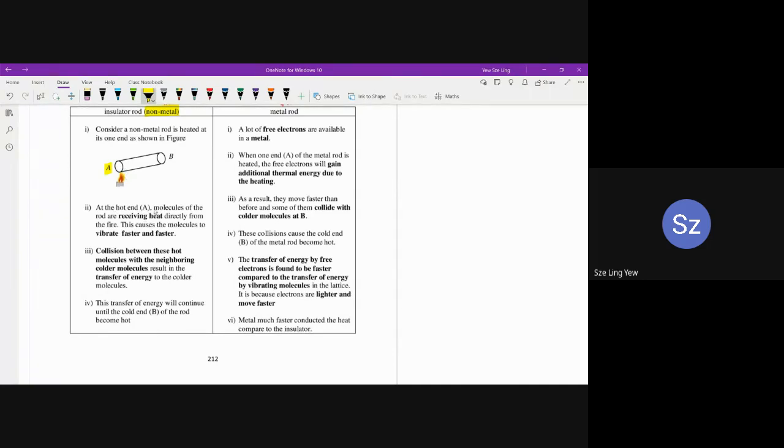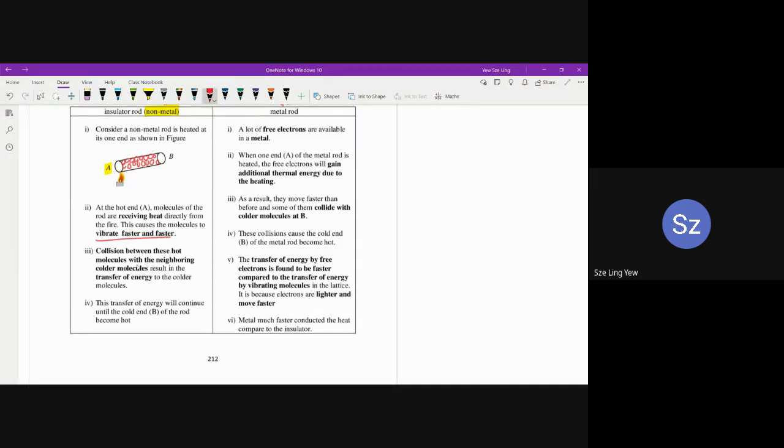So at the hot end, molecules of the rod are receiving heat directly from the fire. So it has a higher temperature right now. So this causes the molecules to vibrate faster and faster. Inside an insulator rod, there's no free electron. What we have is just molecules. So when you heat it up, these molecules will move. What is happening is that they are just vibrating. When they receive more and more heat, it means they receive more and more energy. So heat energy is being transferred into kinetic energy. Therefore, they can vibrate faster and faster.